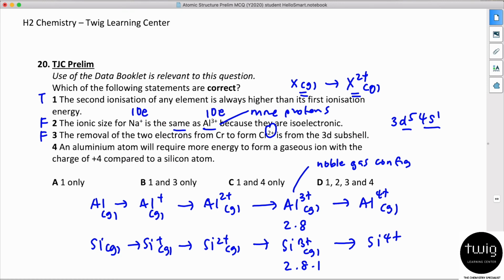So you realize that to remove one electron from Al3+ to Al4+, you're removing from the second shell. But from Si3+ to Si4+, you're removing an electron from the third shell. Because you remove from the third shell, it's further from the nucleus, so it's much easier. Which means aluminum has a very, very high fourth IE. So the aluminum atom would require more energy. So this is actually true.